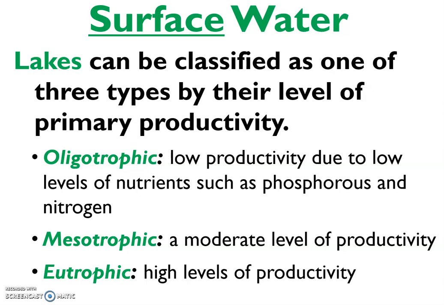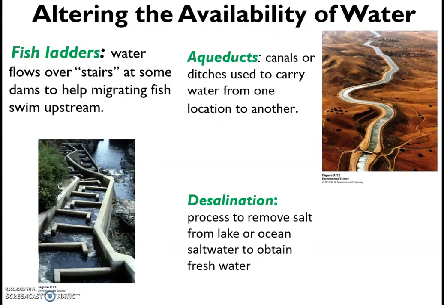Later, we'll look at something called cultural eutrophication, which is where a lake, which was either oligotrophic or mesotrophic, becomes eutrophic because we add nutrients such as nitrogen and phosphorus to the water. So that's it for surface water. Now we're going to turn attention to how humans alter the availability of water.